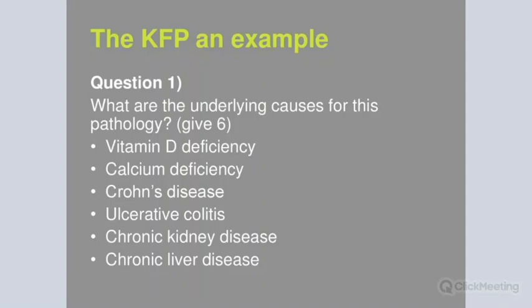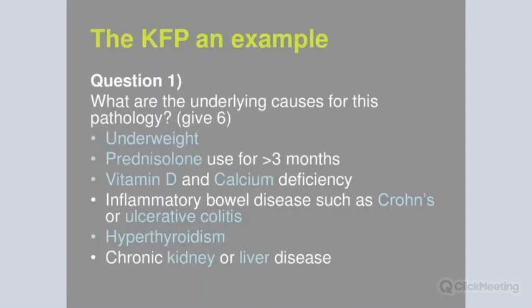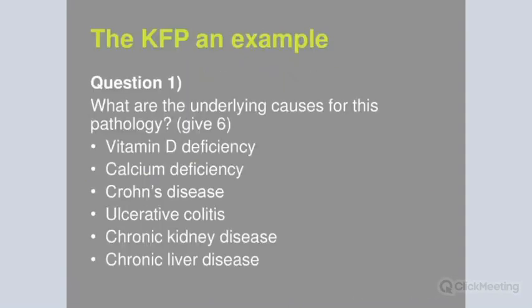So say if we didn't want to overcode our answers, so we've cut these 8 answers down to only 6 answers. So we've got vitamin D deficiency, calcium deficiency, Crohn's disease, ulcerative colitis, kidney disease, chronic kidney disease, and chronic liver disease. And again, this is a very obvious example of grouping. So for this question, although you've got 6 correct answers, you're actually only going to score 3 points because vitamin D deficiency and calcium deficiency are too similar.